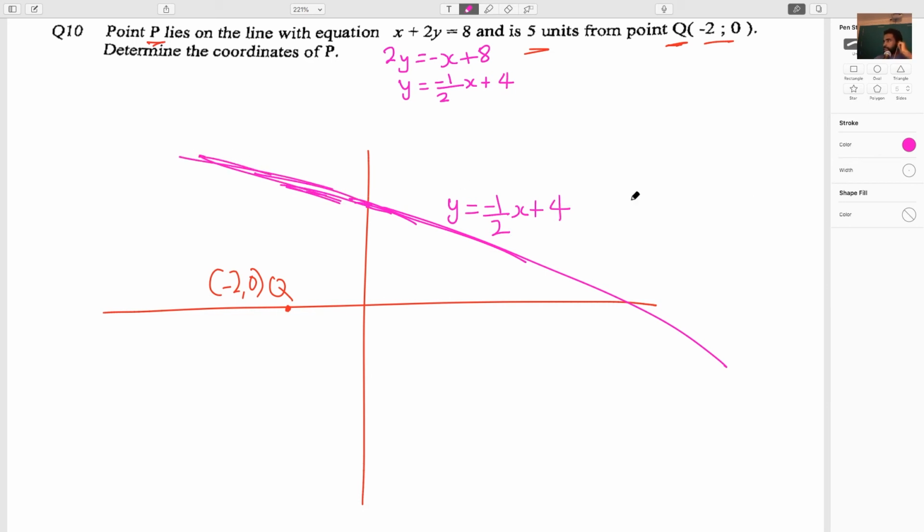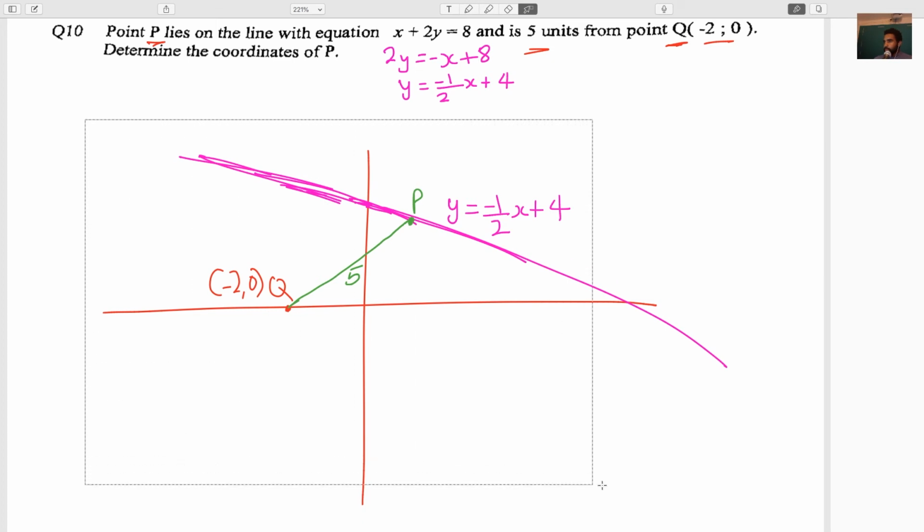Okay, so now we can imagine that we're trying to find a point on this line that is 5 units away from Q. So we can imagine here that this would be 5, and this would be our point P. Or maybe there's probably another one in that direction. But we'll just focus on the first one, and probably the second one will come out of our mathematics. So let's go ahead and shrink this so that we have space to do the mathematics.